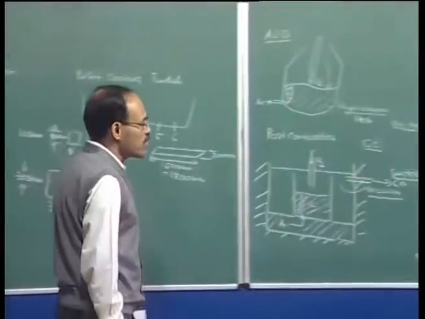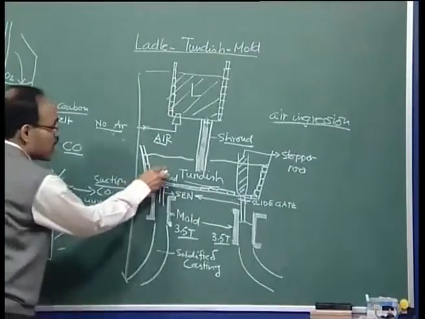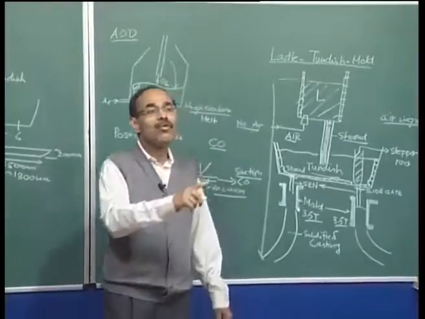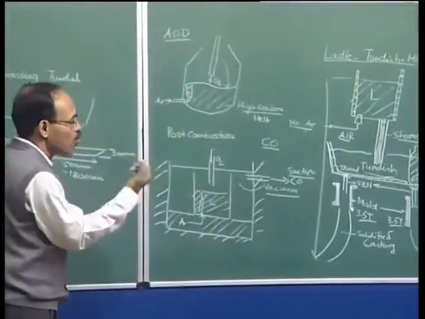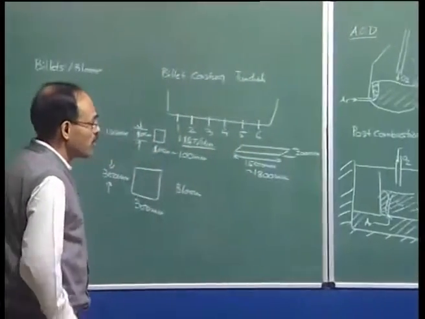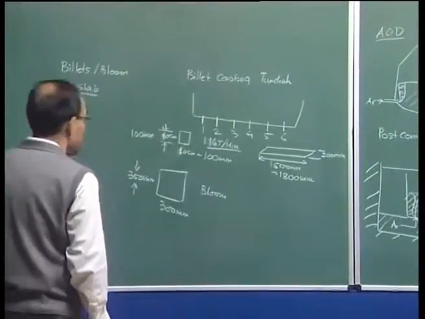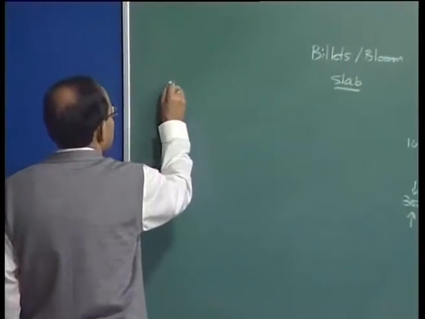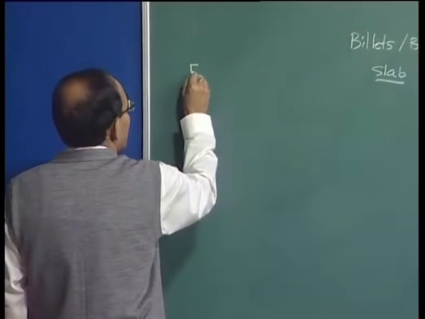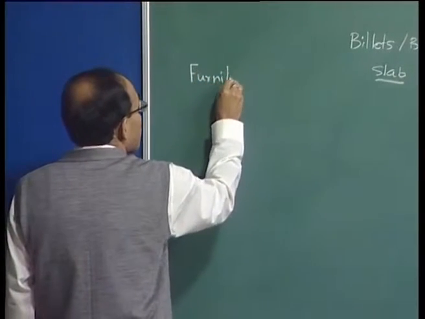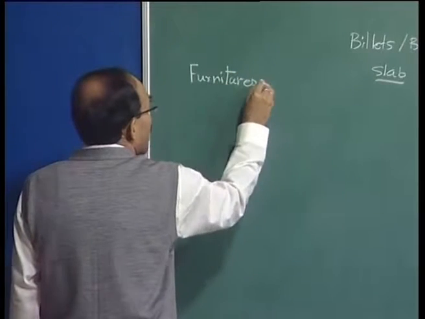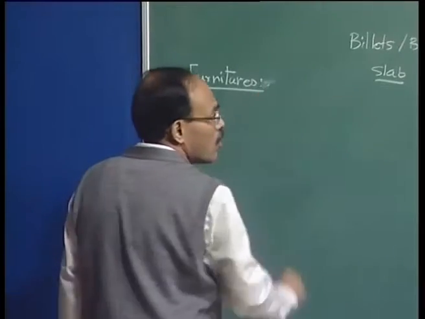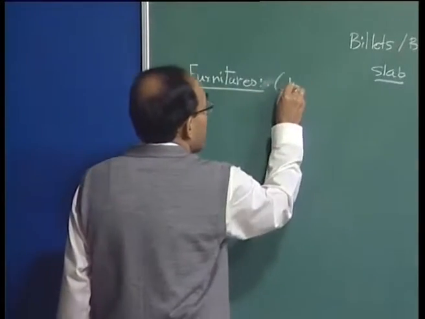So, in continuous casting, therefore, the tundish is going to feed a number of molds, and how many molds are going to be there will be dictated by what sort of a product we are talking about: billet, bloom, slab, and so on. The tundish basically has a lot of furniture in it. And what are the furnitures in the tundish? These are also called flow modifiers.